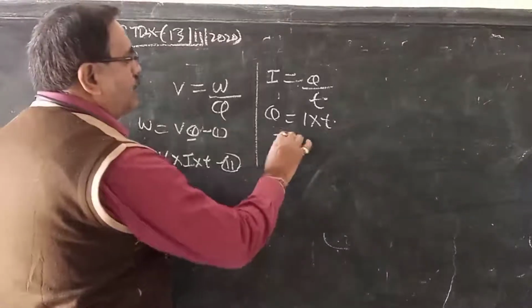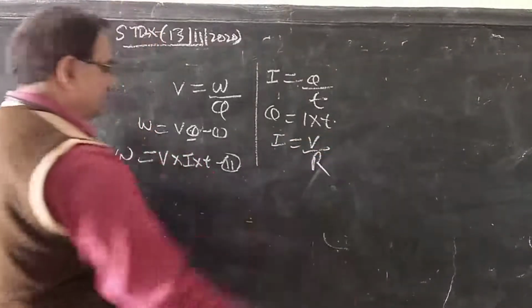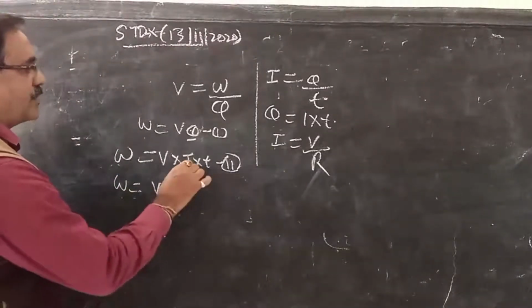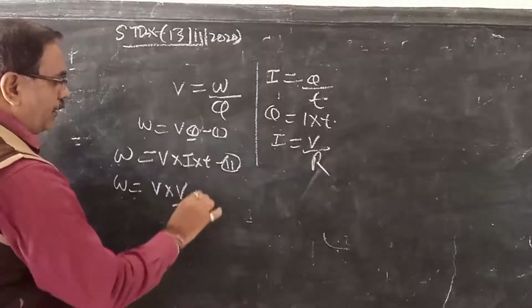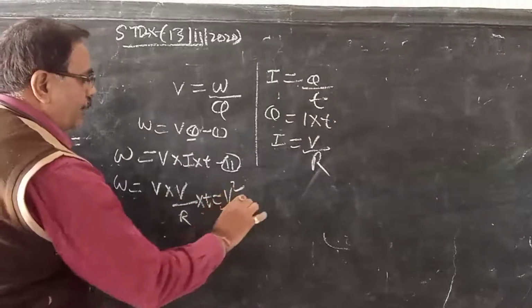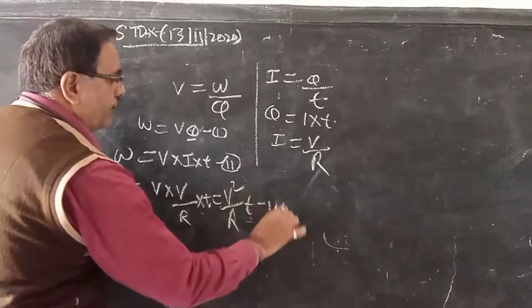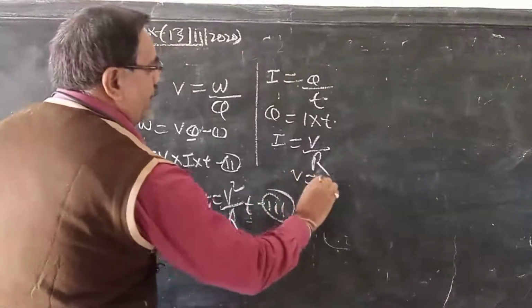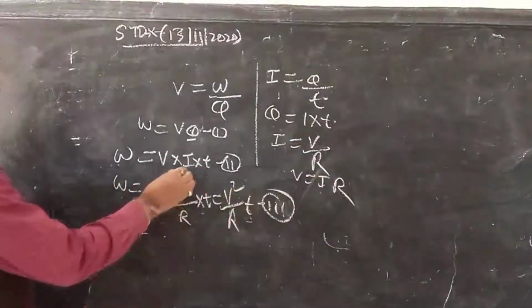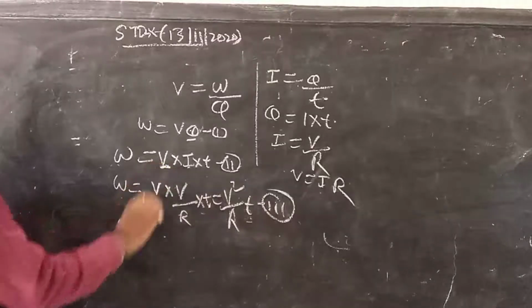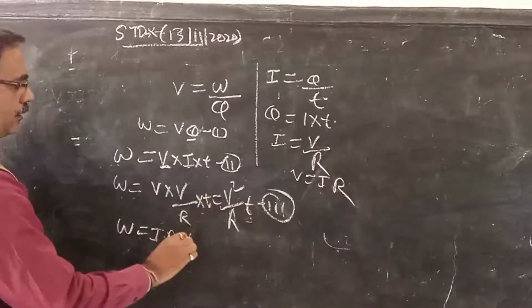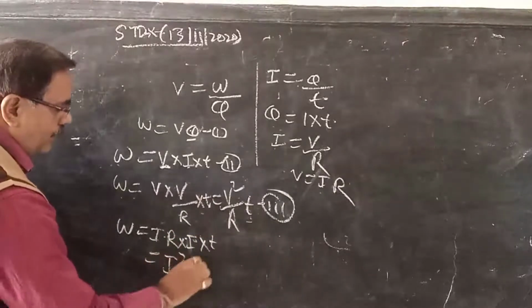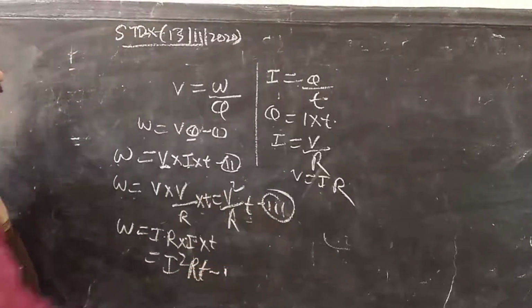Also, we know I is equal to V by R. So here we will put V, and in place of I we will write V by R into T, that is V squared by R into T. This is the third form. Fourth, V is equal to, we can write I R. So put this form in this place, IR into I into T, that is I squared RT. This is the fourth form.